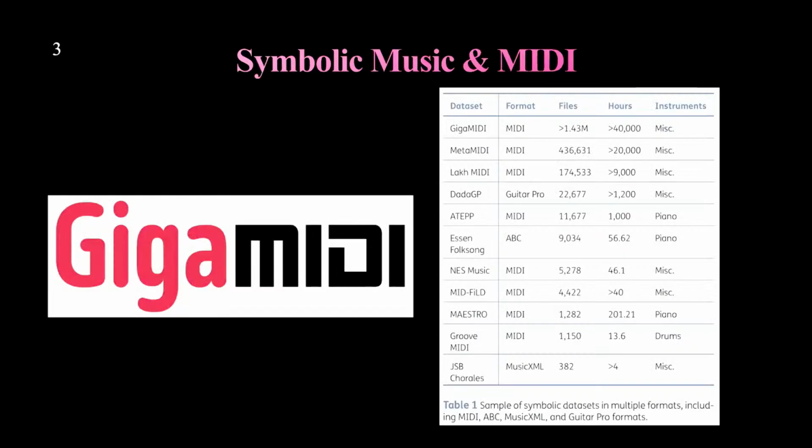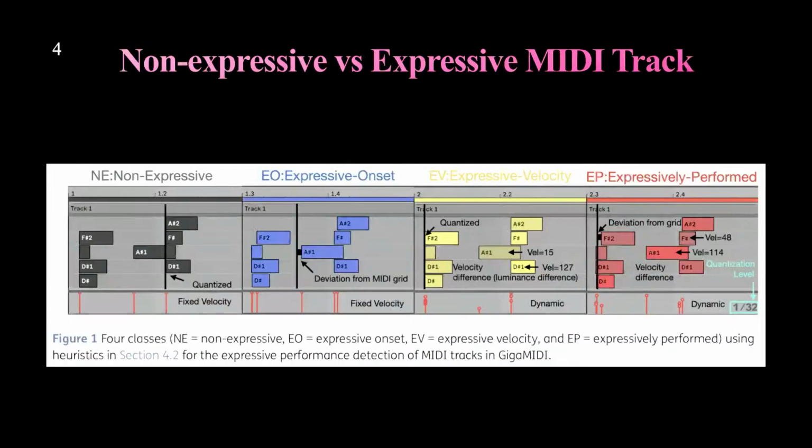This table compares existing symbolic music datasets. Most are small or instrument-specific. For example, Maestro is piano only and Groove MIDI is drums only. In contrast, GigaMIDI is much larger with over 1.4 million MIDI files across all general MIDI instruments. This makes it uniquely suited for large-scale MIR and generative music research.